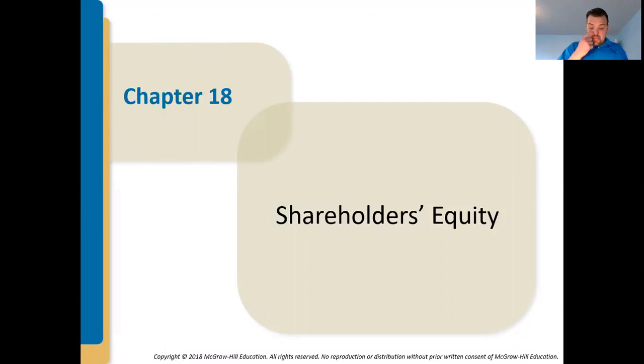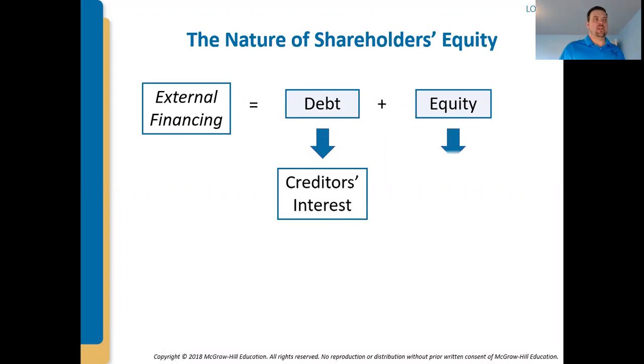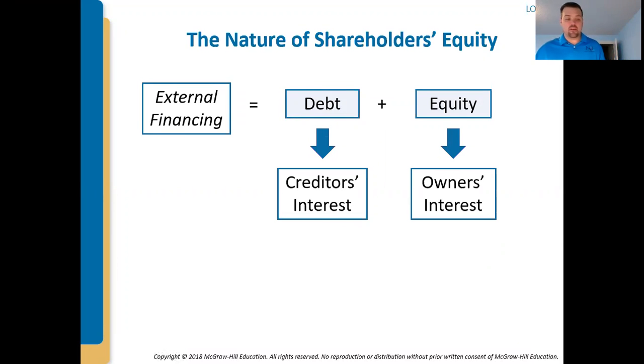Okay, so shareholders' equity. We'll talk more about that. There are two different ways that companies can get financing, meaning basically money or capital from the outside. There's debt and there's equity. Debt is things like, but not limited to, bonds or loans, all different types of things. Anything that creates a liability effectively is debt.